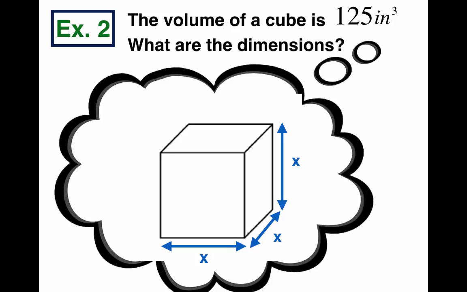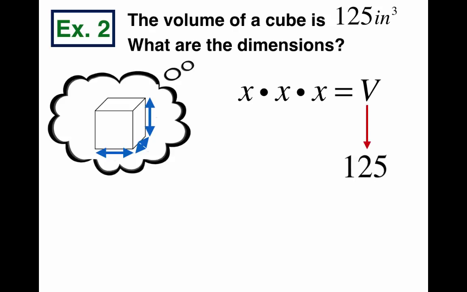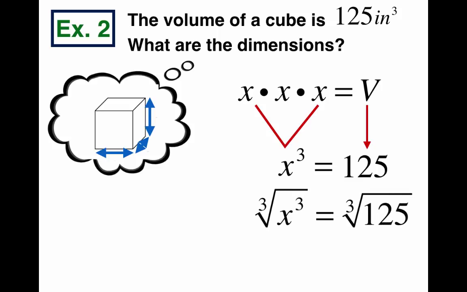It's unknown. But what we do know is if it's x times x times x, then x times x times x is the volume, and the volume is 125. That means x to the third power is equal to 125. How do we solve for x? Well, we could take what we call the cubed root of x. The cubed root of x to the third is x. What's the cubed root of 125? What number, if we times it 3 times, is 125? 5 is. x is equal to 5.